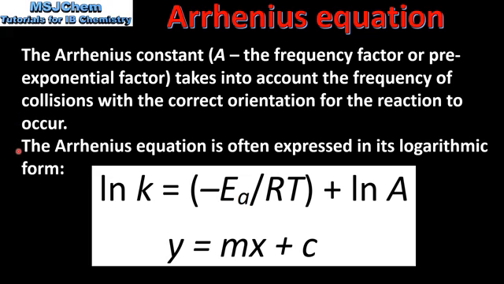The Arrhenius equation is often expressed in its logarithmic form, which you can see here. This is the form of the equation for a straight line, y = mx + c. So a graph of ln k against 1/T will give a straight line with a gradient of -Ea/R.